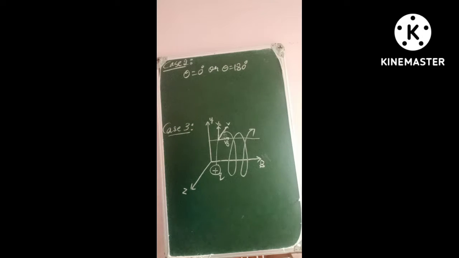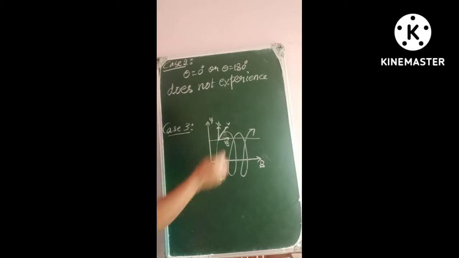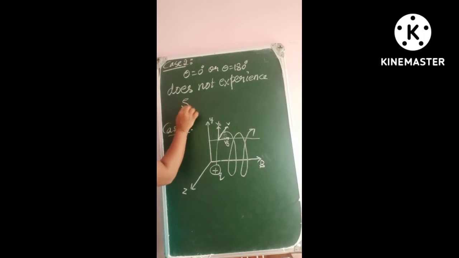What happens when the charged particle moves parallel or anti-parallel to the magnetic field? Then it does not experience any force. Since the value of theta is equal to 0 degree and theta is equal to 180 degree between V and B, the path of the particle becomes a straight line.